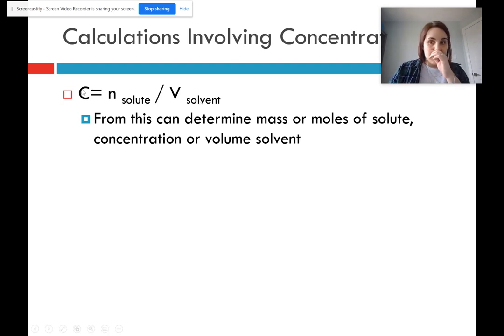Okay, using this formula, in the same way we had the formula moles is mass over molar mass, from this formula we can determine the mass or moles of the solute, right? Because we could solve for N, and we can really easily convert N to mass if we need to. The concentration, again, we could solve for C really easy, just dividing N by V. Or if we knew the number of moles and the concentration, we can figure out the volume of the solvent. Okay.